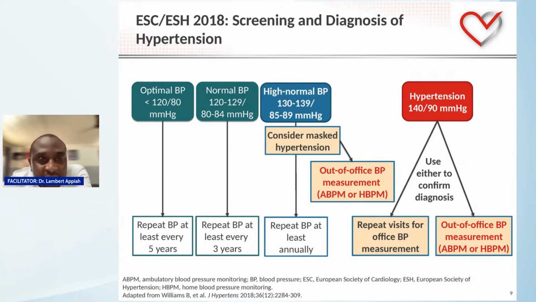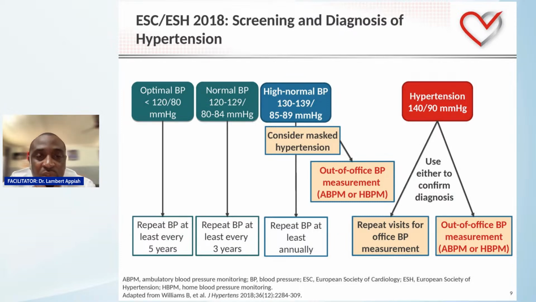white coat hypertension, because the doctor is there or the patient is in the clinic, that's why the BP has gone up. Or is it the case that this patient, even when he goes home, the BP is higher than what you're seeing in clinic. So it's either masked or white coat. For such individuals, it's important to repeat the blood pressure.